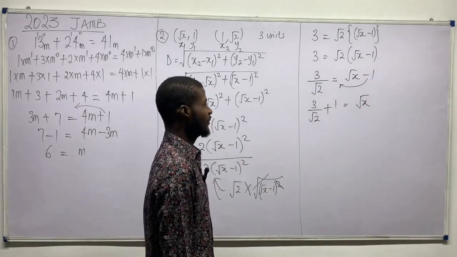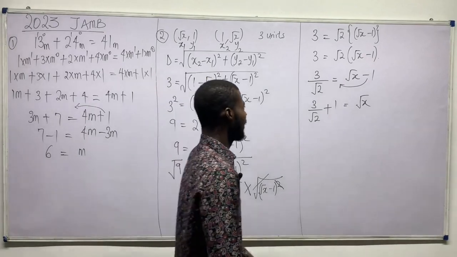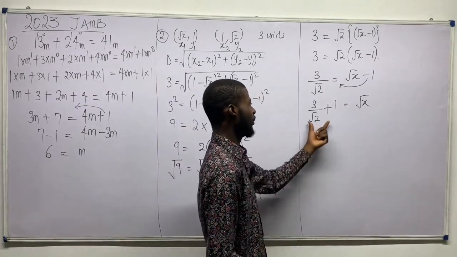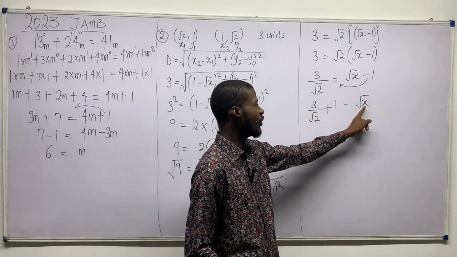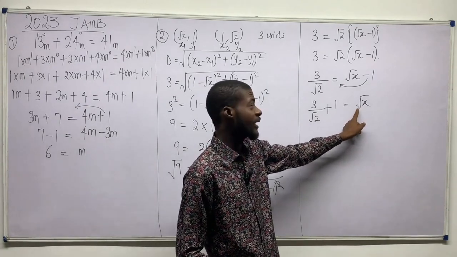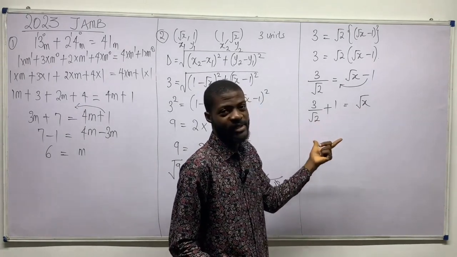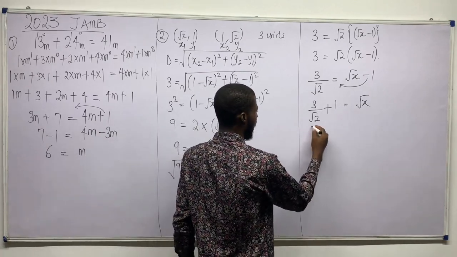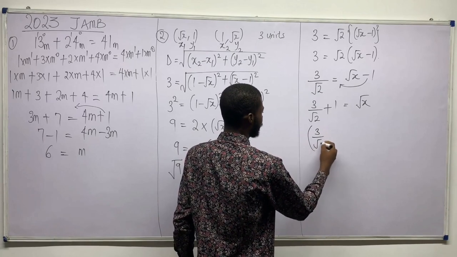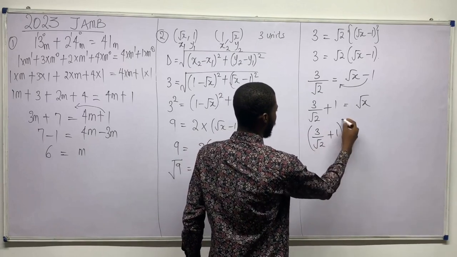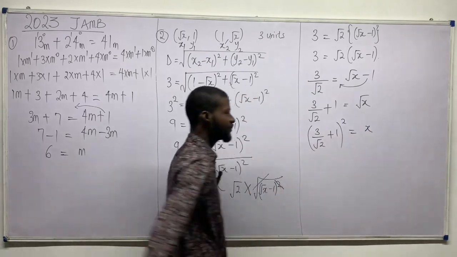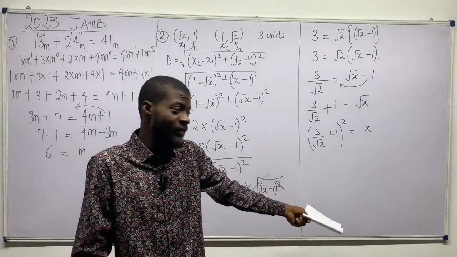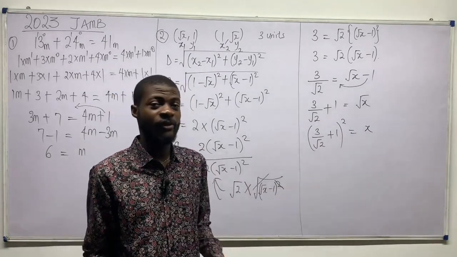Now, the next thing I would then do, to get my x, what do I have to do to remove this square root sign? I have to square both sides. So that means I'll be having 3 all over root 2 plus 1, all squared, equal to what? X.